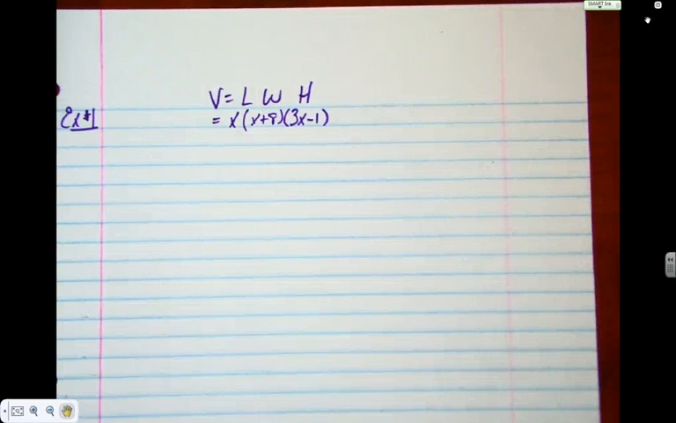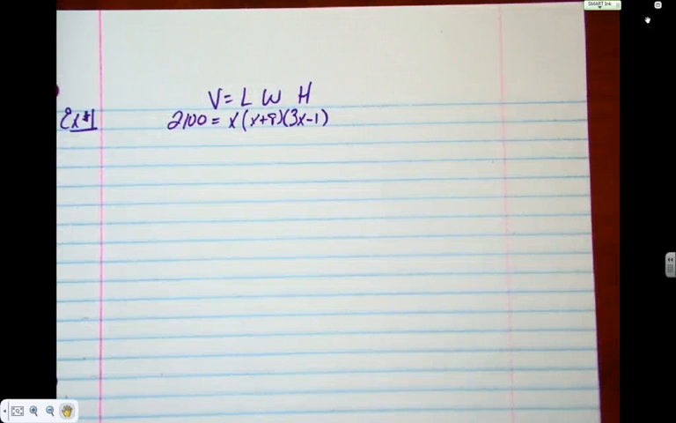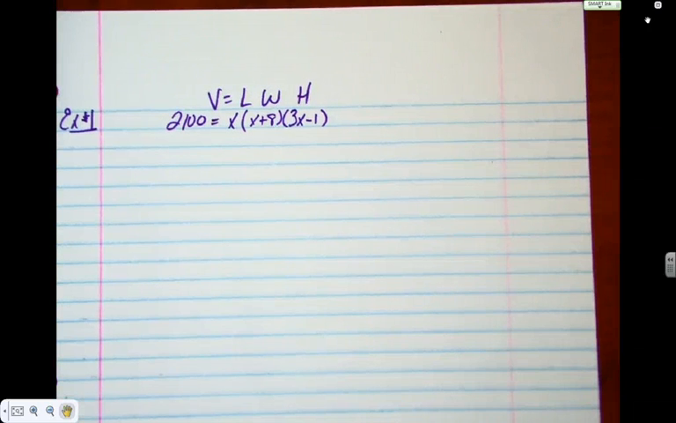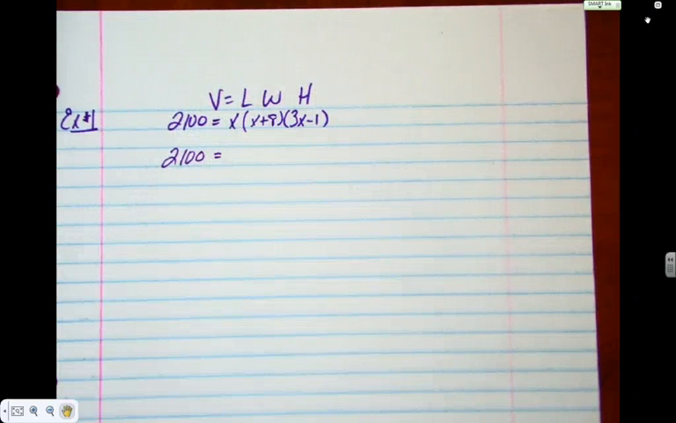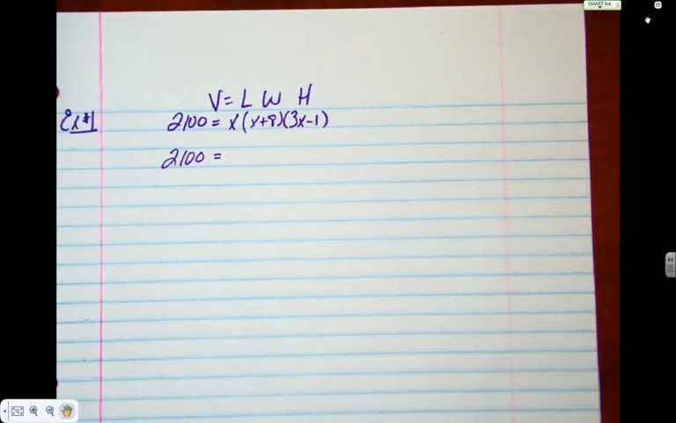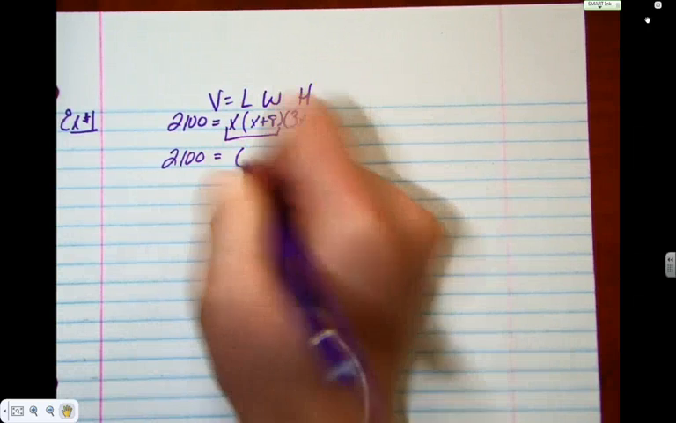Okay, since we have the volume, let's put it on the left-hand side. I agree. Okay, so get rid of the brackets, multiply it out. What would you like to multiply first? The x times x plus 8. Okay.